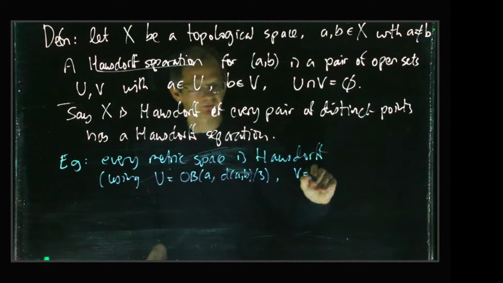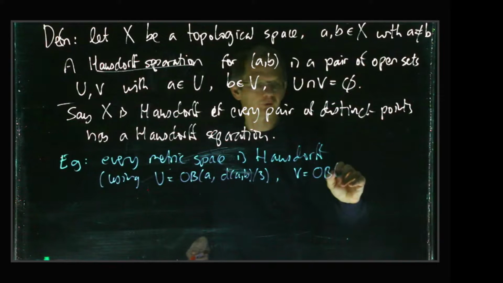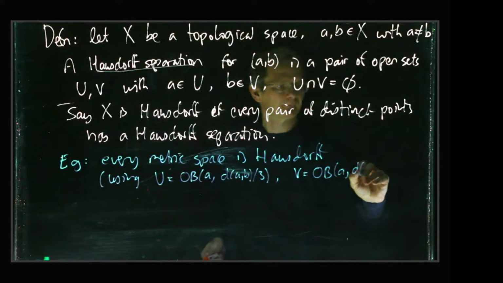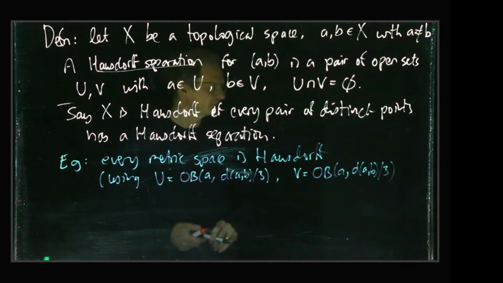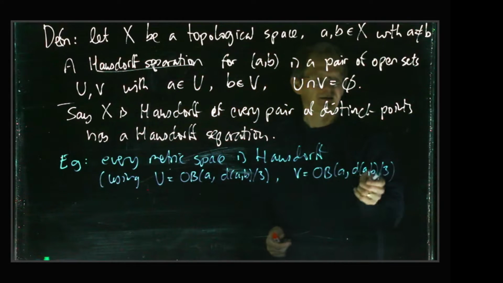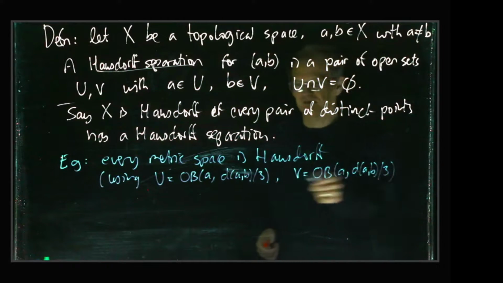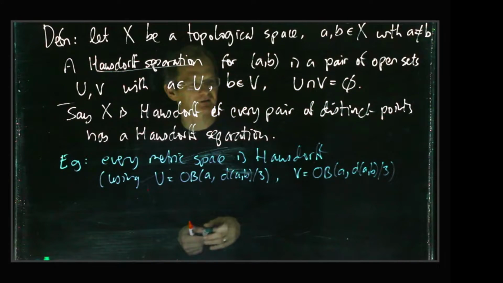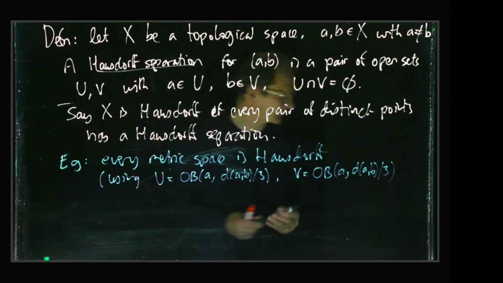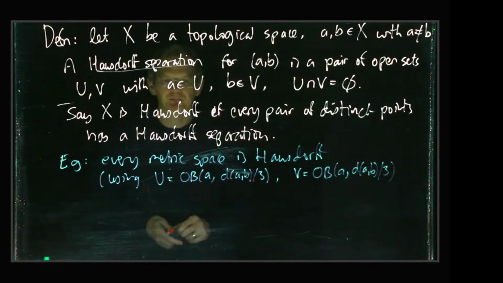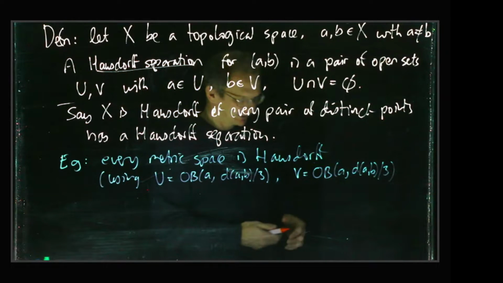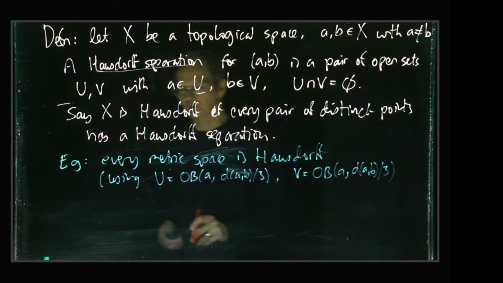and V is the open ball around B of the same radius. Actually, morally I should say d(A,B) over 2 here. It's visually a bit more obvious that it works if we have d(A,B) over 3, but anyway, either will do. So any metric space is Hausdorff.